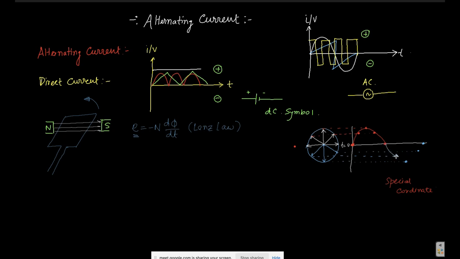So you just join the points and you get a waveform. That waveform is nothing but alternating in nature, that's why it is an alternating quantity. Did you get my point?